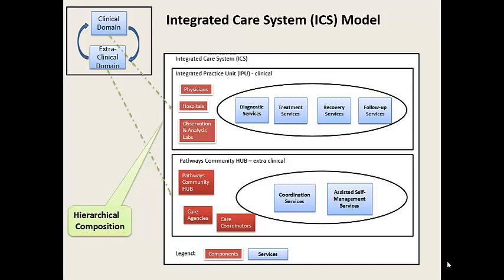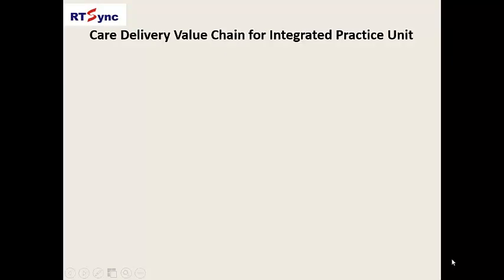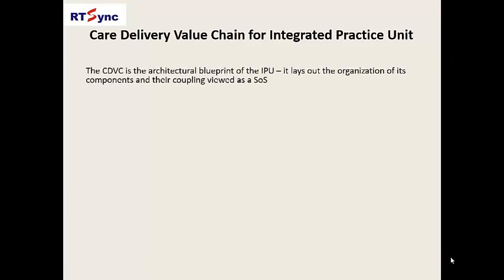And notice that we are using hierarchical composition to put these major components together. First of all, the systems of systems, the physicians, hospitals, labs, and so on, into new proposed components such as the IPU and the Pathways Community Hub extraclinical coordination, and then these components into a bigger system, the integrated care system, and these are to handle both the clinical and extraclinical domains. Let's focus now on the integrated practice unit and on the care delivery chain for such a concept.